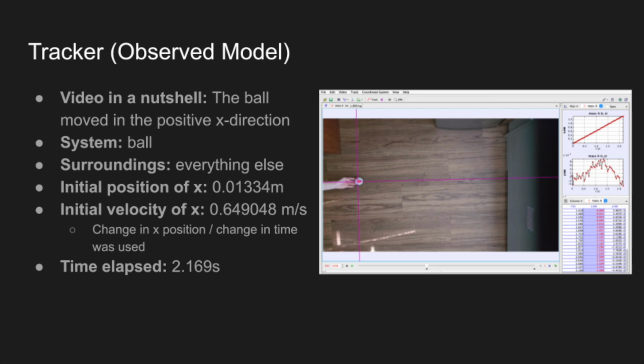The initial position of x was 0.01334 meters. The initial velocity of x was 0.649048 meters per second, and the change in x position over the change in time was used to calculate it. And the total time was 2.169 seconds.